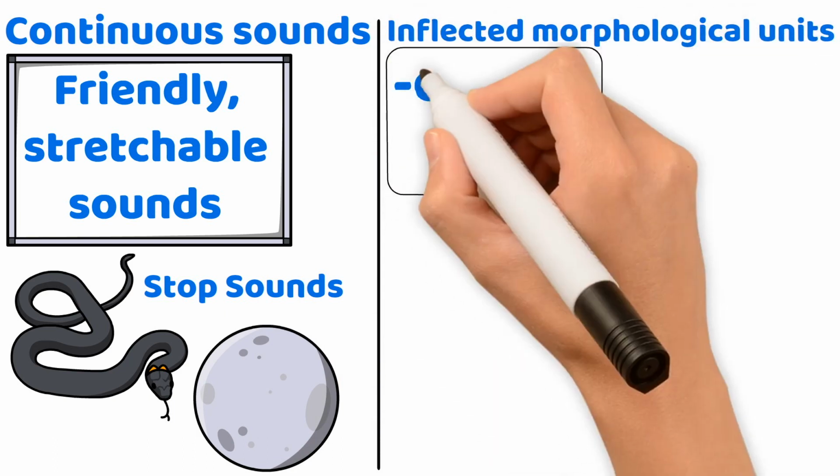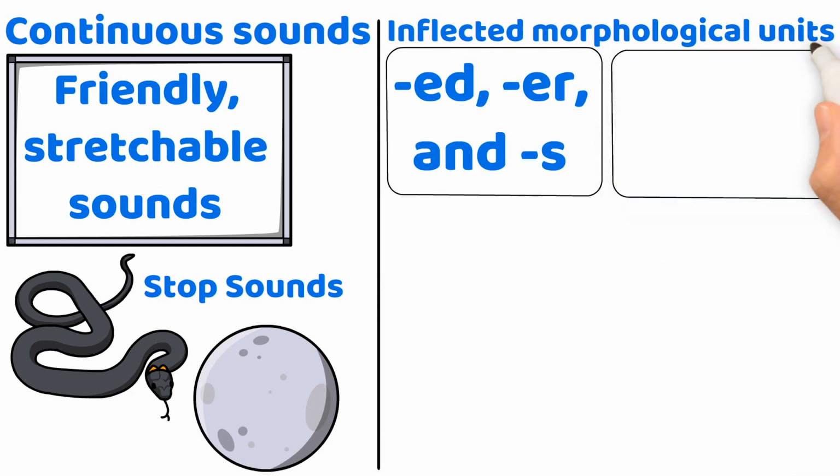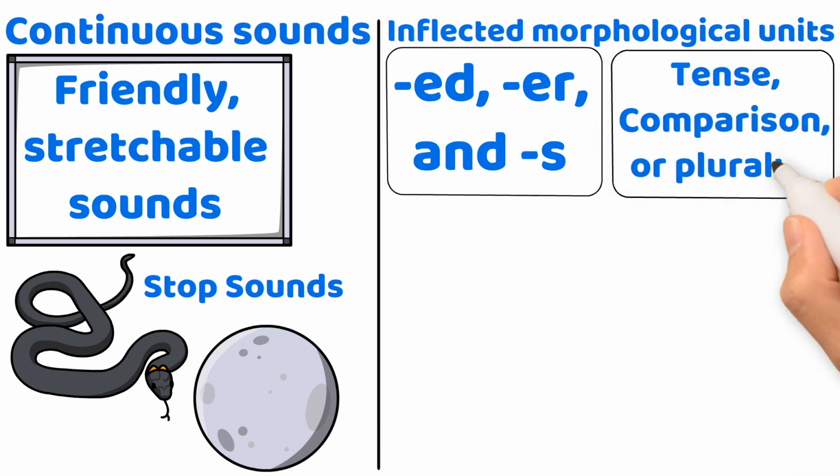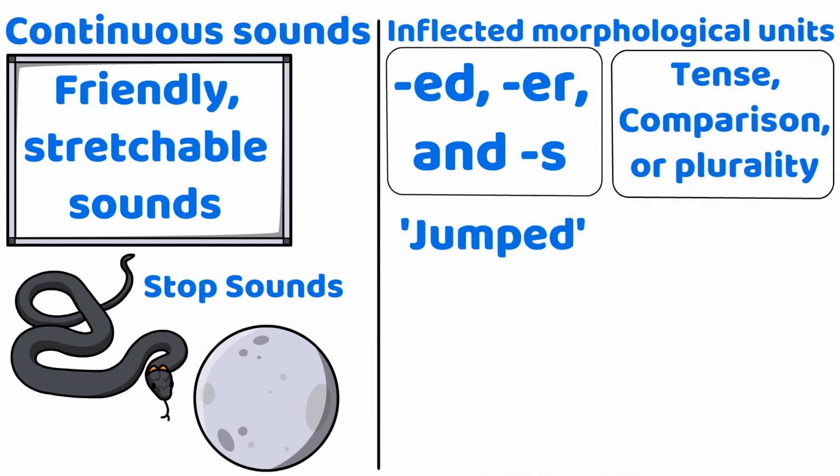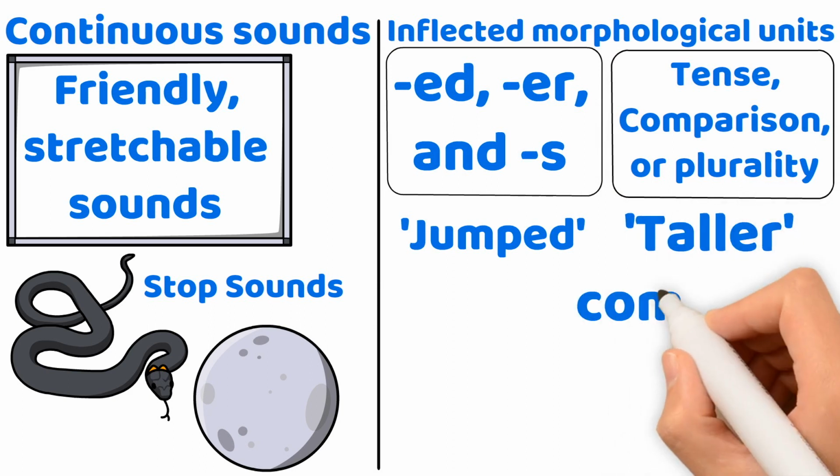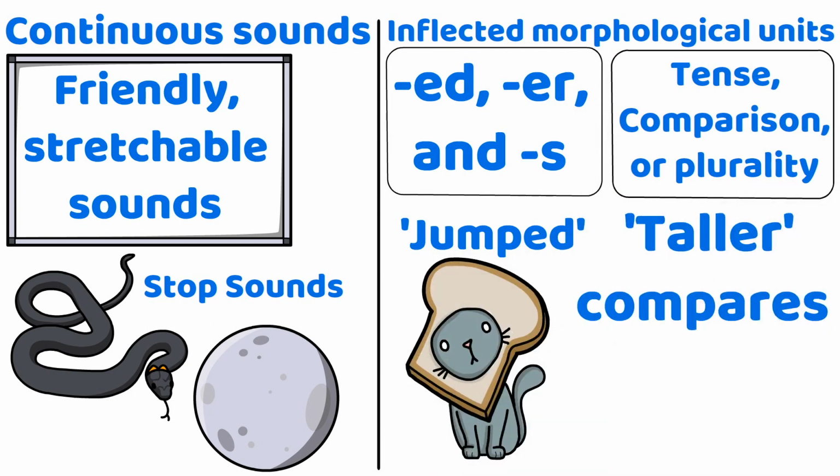These are the endings like -ed, -er, and -s, which we add to words to express tense, comparison, or plurality. For instance, jumped shows an action in the past, taller compares, and cats tells us there are more than one.